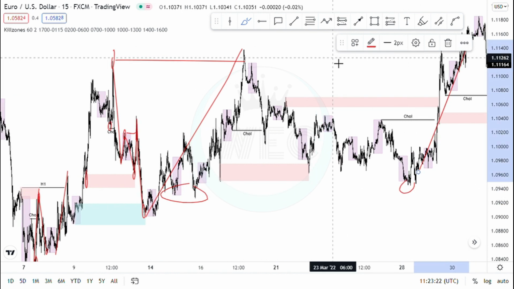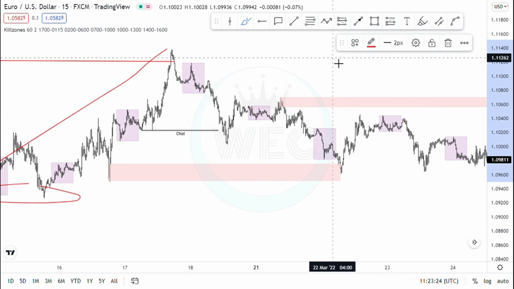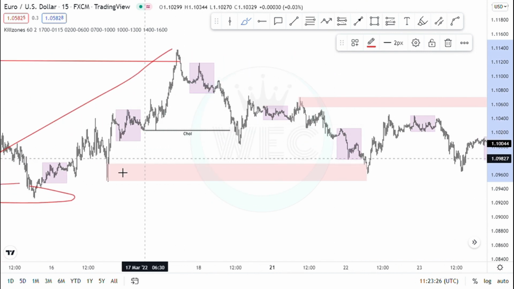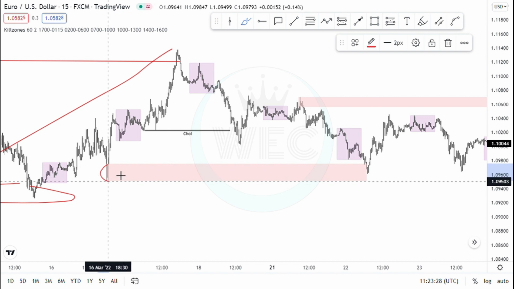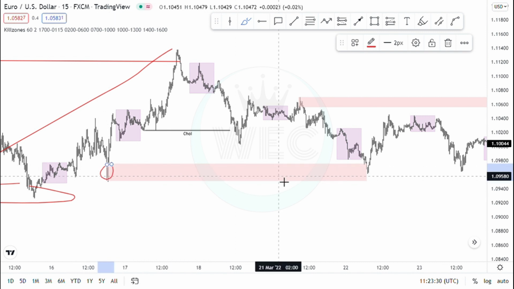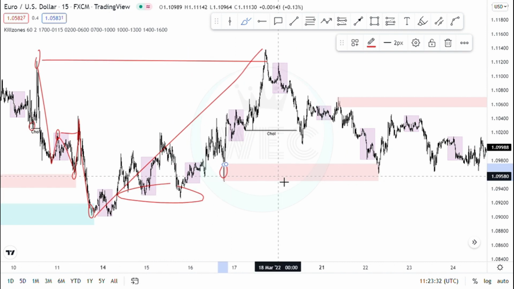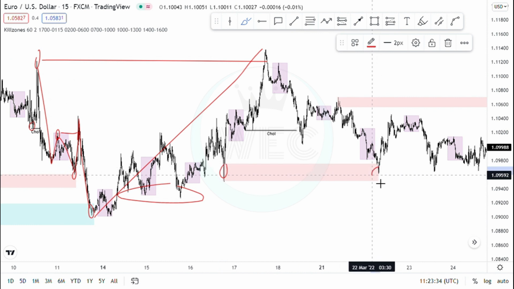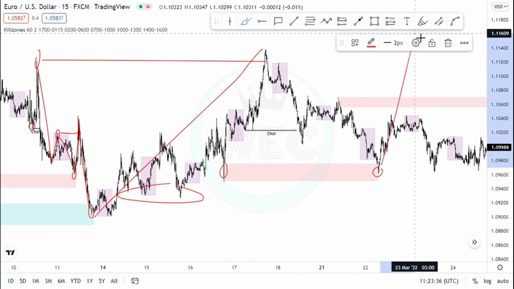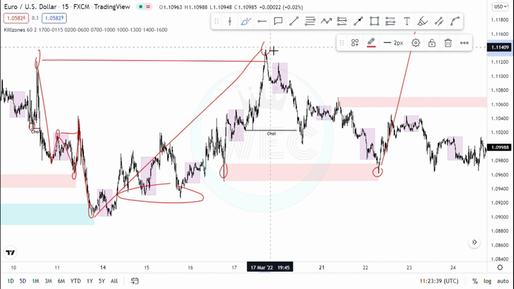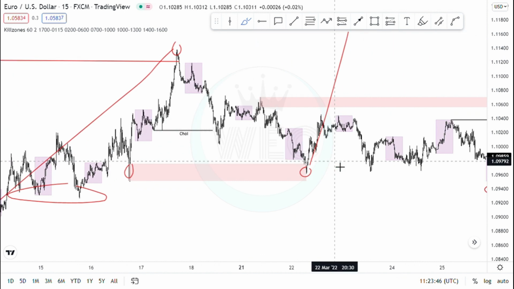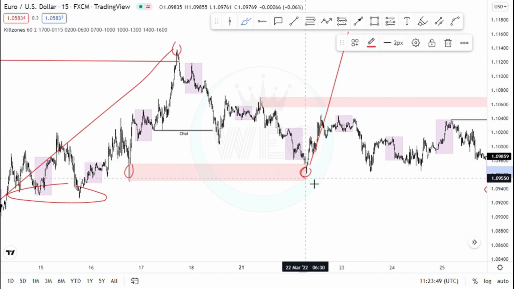Okay, so after that 15-minute changing intent, what do we see? We have this level of demand in here left behind, right? And you'll be surprised to know that people are looking for buys in here to take out this high, which is the wrong thing to do. Okay, so the only intention in here is to look for counter trend buys in line with the 15-minute.